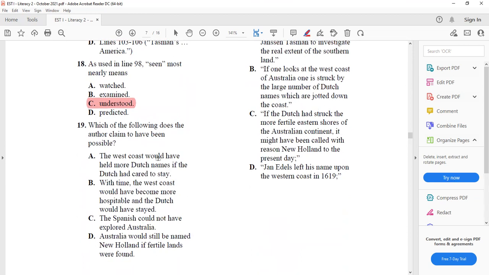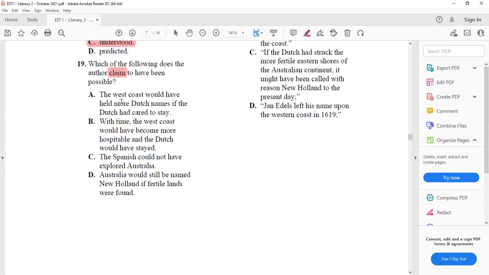Now, question 19. It says, which of the following does the author claim to have been possible? Again, we are talking about the same question type. The last time we said not, so we found something that is not. Here we said, which of the following does the author claim? Author indication. I need to find a claim to have been possible. Okay, Mr. Author indication. So let's read the choices.